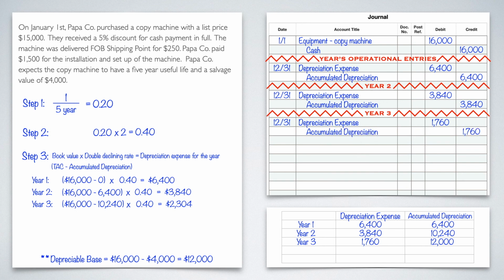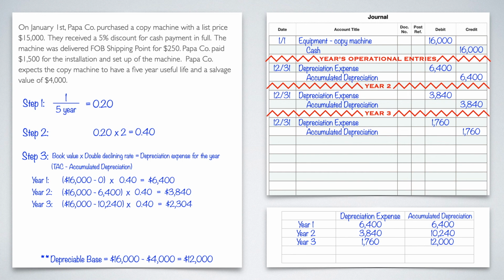Okay, notice that we hit our accumulated depreciation, we hit our depreciable base way earlier than the 5 years. And that does happen depending on the useful life and the salvage value within the problem. It could happen early, it could happen in the last year. But it's pretty typical when you're dealing with the declining balance method.